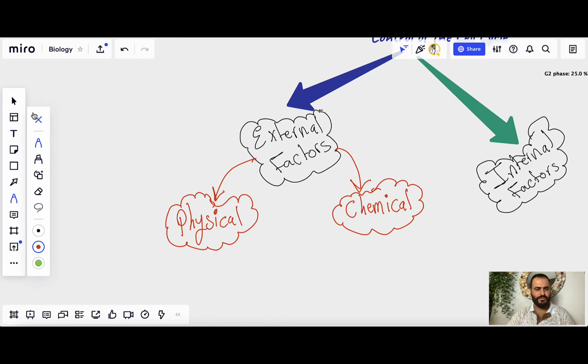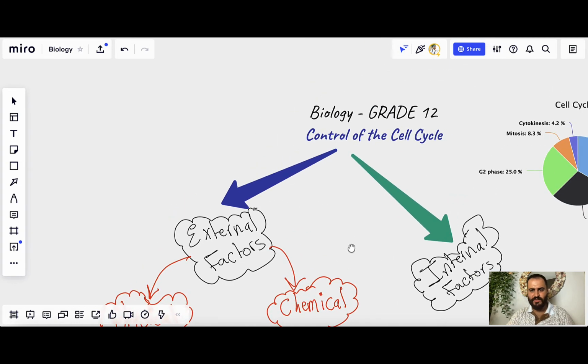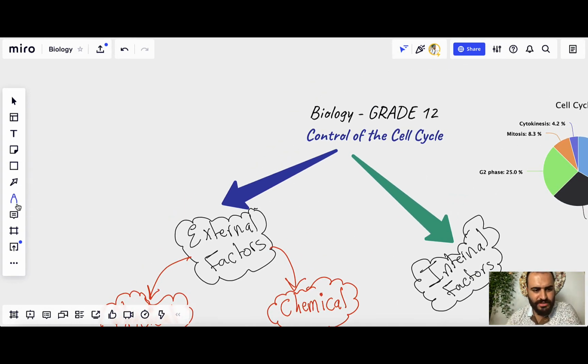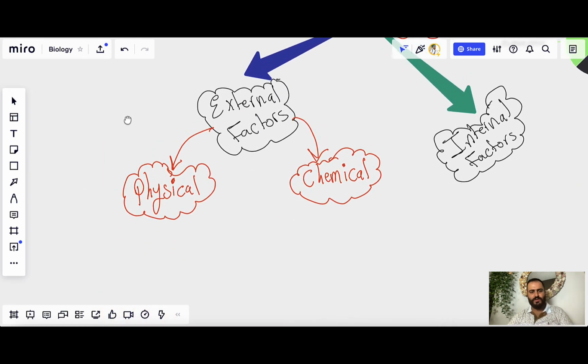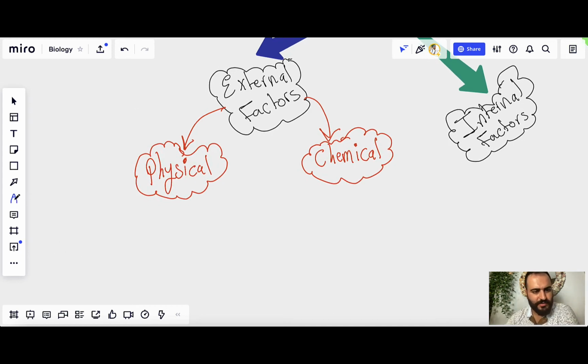Now, before we continue, it's important to know that when I say control of the cell cycle, I'm speaking about either activation or inhibition, either activating the cell cycle or inhibiting it, stopping it. So the internal or the external factors will be working as a switch in a circuit, either turning on or turning off the cell cycle based on the body's needs and based on whether the cell is ready to divide or not ready. So let's start first of all with the physical factors that control the cell cycle.